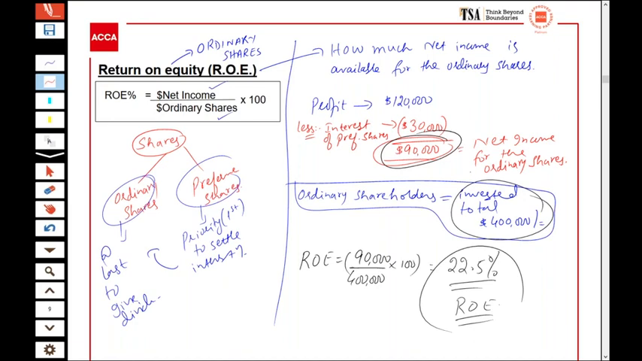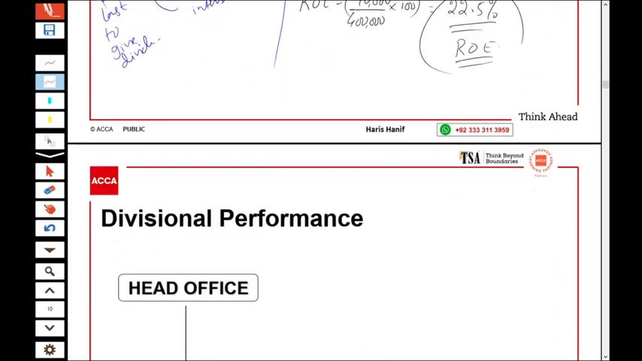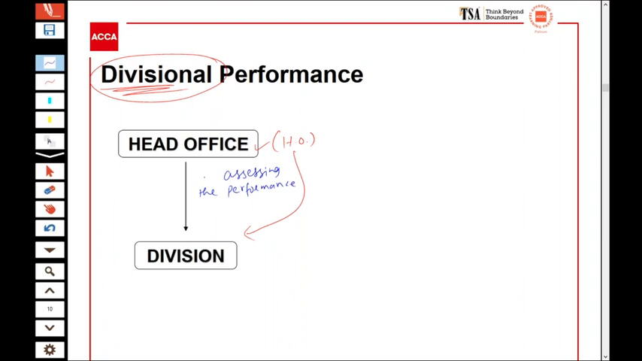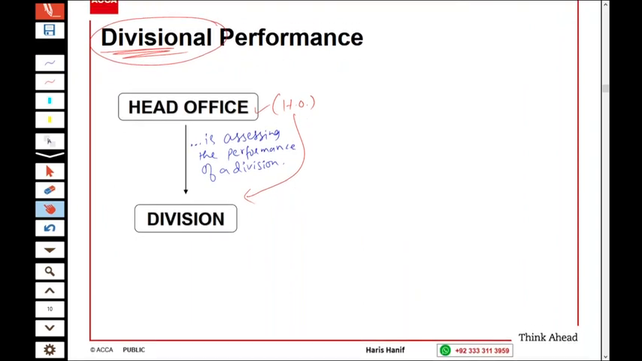Now, moving towards the next slide, that is the concept of divisional performance. First of all, I would like to explain what a division actually is. See, the head office is basically assessing the performance of a division. And what do you mean by the term division?